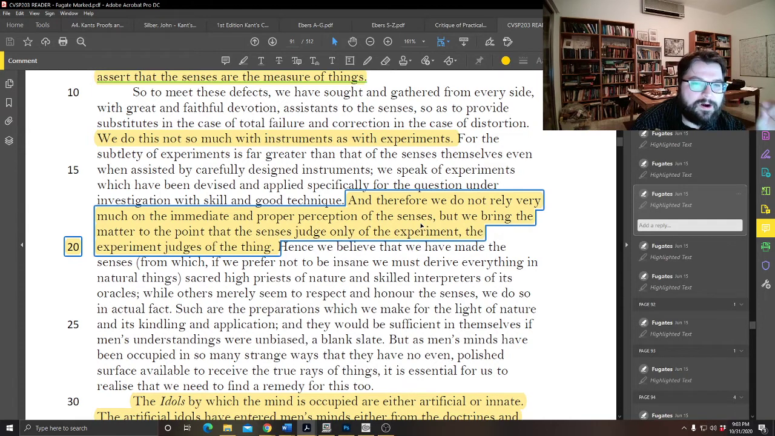It's the experiment that shows me what is true and what is false, right? I just have to use, of course, the senses. The experiment is what judges the truth of the thing. The senses inform me about the experiment.